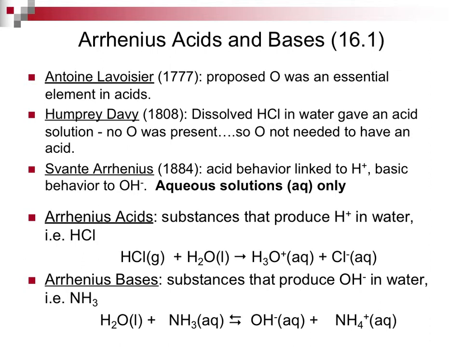Okay, so what do we have here? We have something that are called Arrhenius acids and bases. Back in 1777, Lavoisier proposed that oxygen was essential in acids. Humphrey Davy in 1808, when he dissolved HCl in water, it gave an acidic solution. But HCl does not have any oxygen, so they concluded oxygen was not needed.